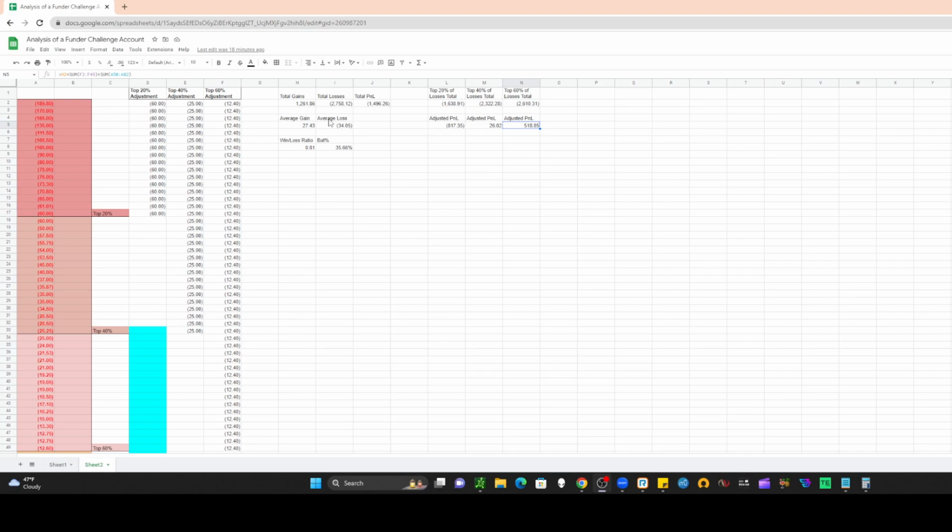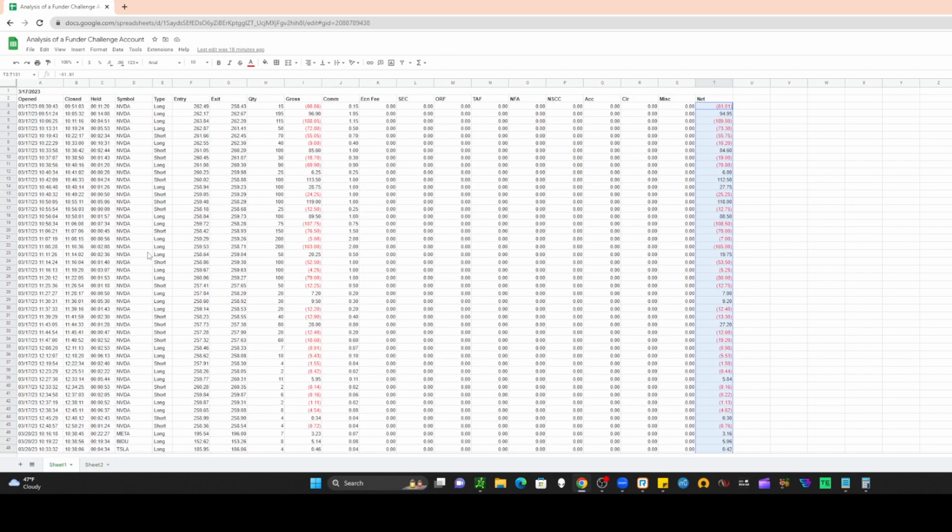of evaluating your results and figuring out how to cut losses in such a way as to give yourself a chance to make profits. What I've done is I've taken the results for one of you who's in the Funder Challenge. I've taken your trades that have occurred over a series of days. So here is a summary of those trades.